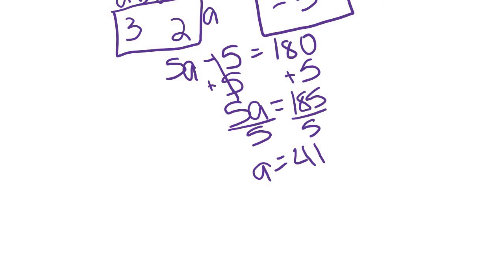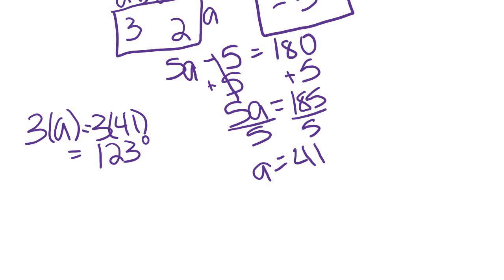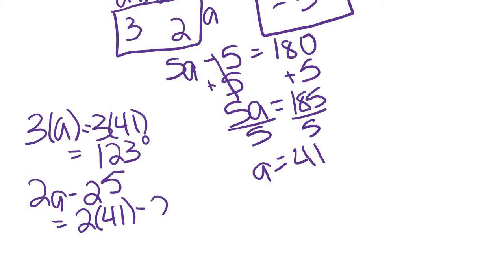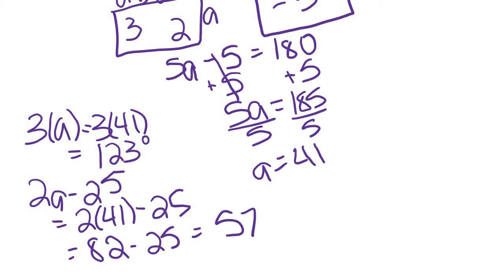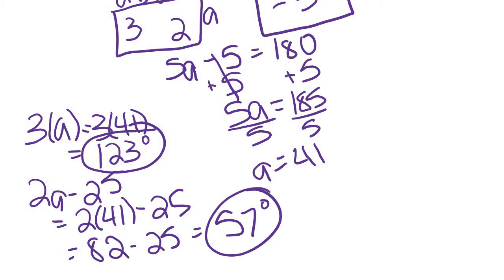Now let's find the measures of those angles. So we have one angle is 3 times a. We know that a is 41, so that's going to be 3 times 41, which is going to be 123 degrees. And the other one was 2a minus 25. Again, we know that a is 41, so that's 2 times 41 minus 25. And that's going to be 82 minus 25, which is 57 degrees. So there is our final answer. Don't forget a equals 41.